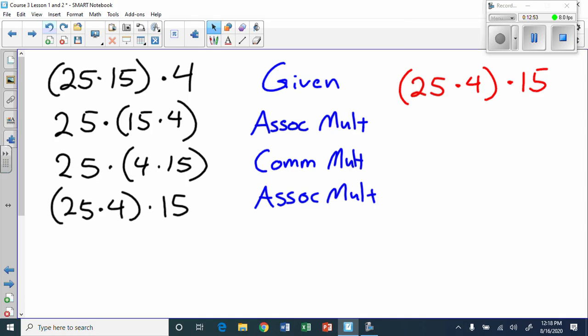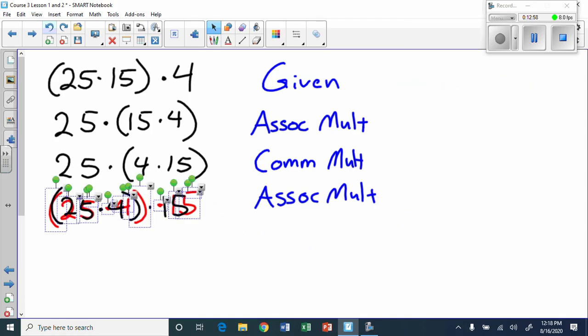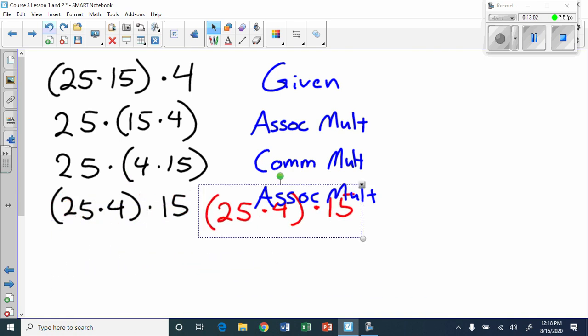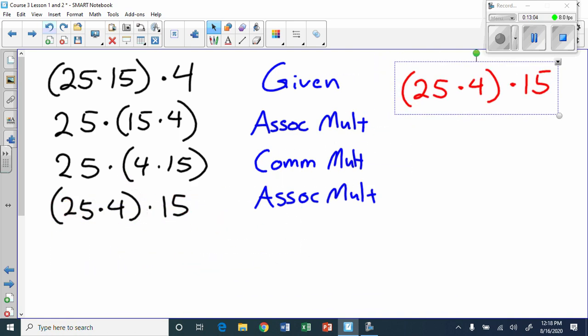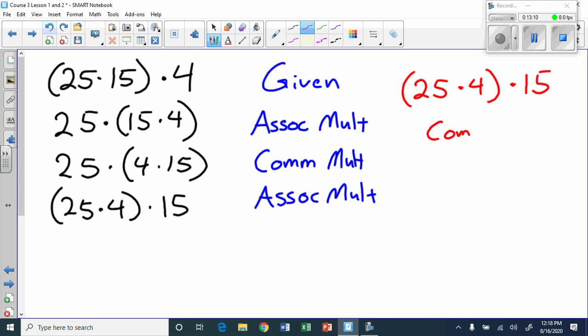And now you'll notice this is what we've got, but it took us a couple of steps. In ours, as our second step, we did the commutative property, and then we did the associative property.